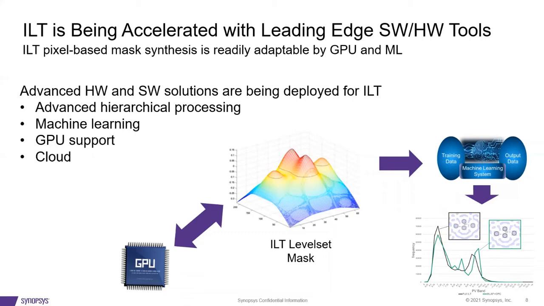Here we show a process variation histogram where a machine learning ILT has been used to model a full ILT solution, resulting in very comparable litho quality with runtime that is comparable to traditional RBAF and OPC solutions.